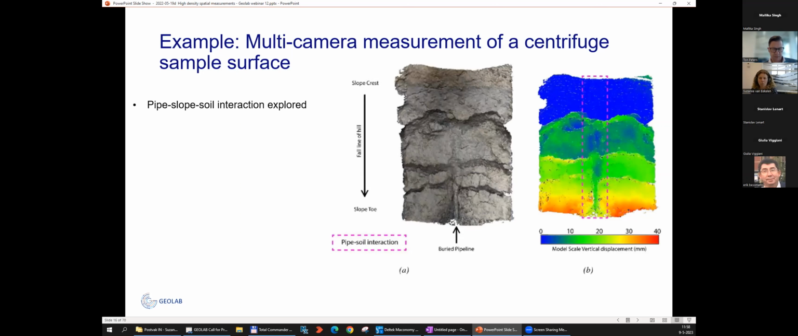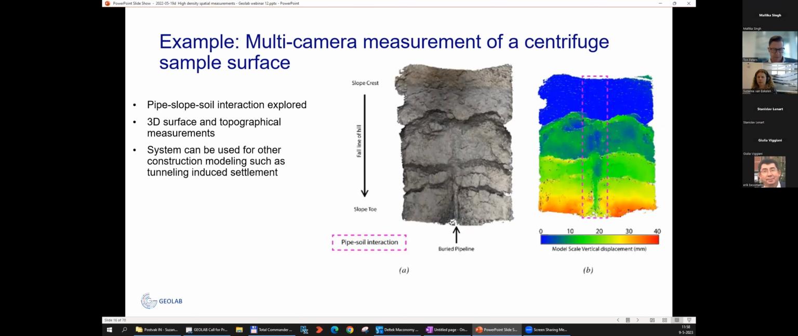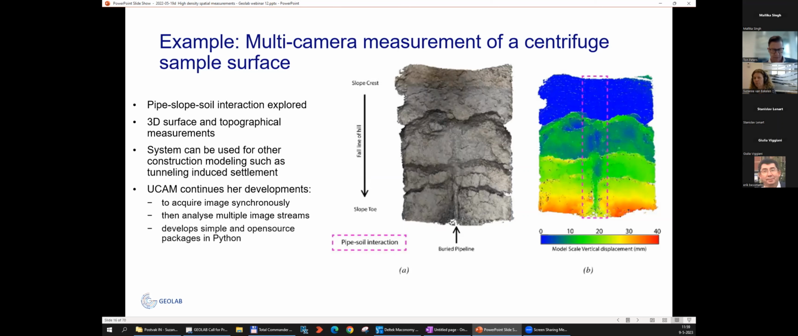In this case, we have a slope with a pipe underneath. And the 3D surface and topographical measurements were done with these cameras. So this system can be used for other construction modeling, such as tunneling induced settlements too. The University of Cambridge is continuing their developments to further acquire images synchronously, and then analyze multiple image streams. And finally, they will make available simple open source packages in Python to do this work.